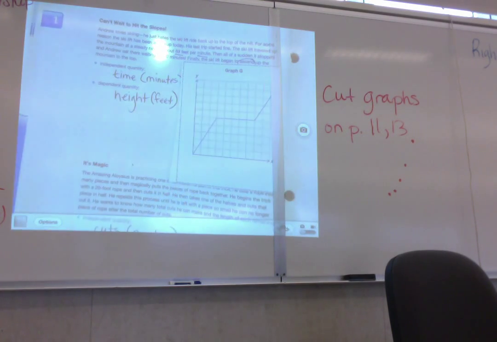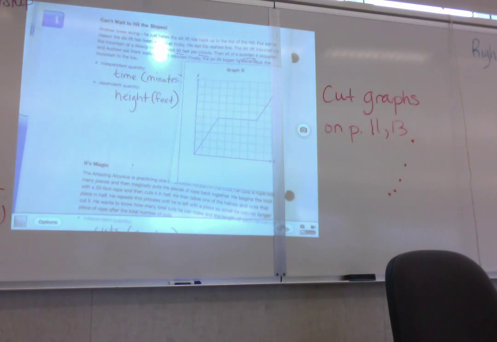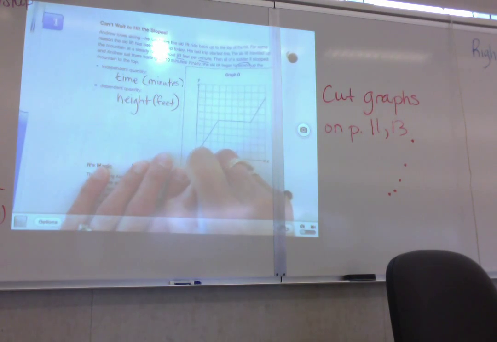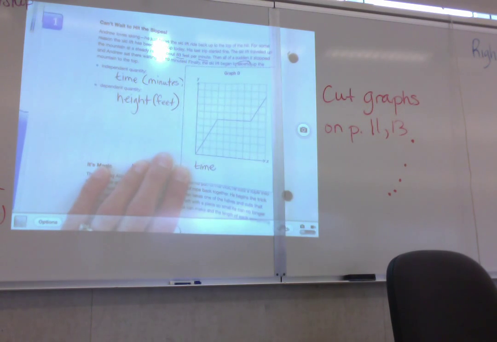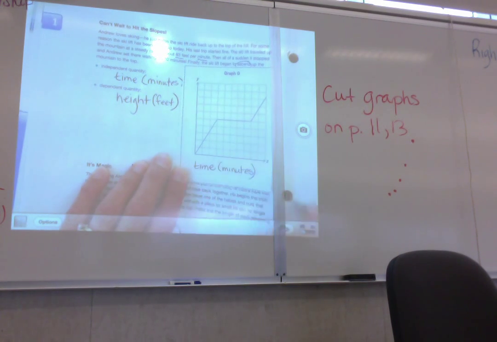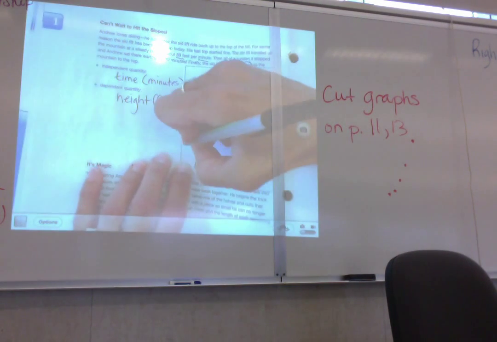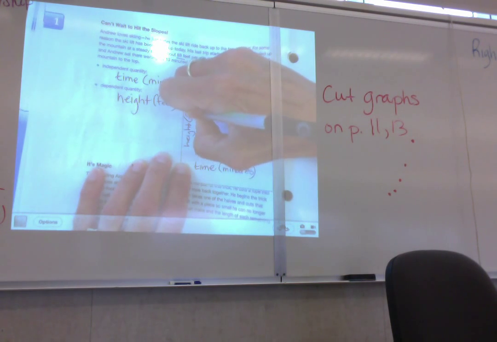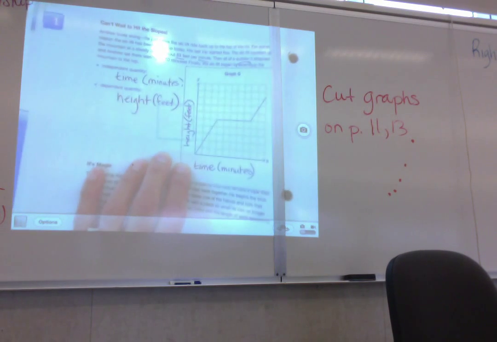Maybe we need to read it again. Okay, in this one, it's about a ski lift going up, and it goes up to a certain level, stops for a little bit, and then goes up some more. We have time, labeling the axes: time in minutes along the bottom, and height in feet along the side.